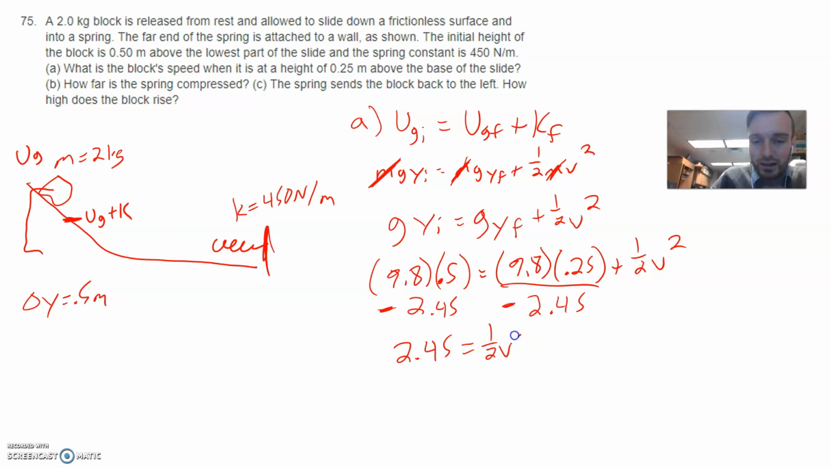All right, and so you got that. So then you got to multiply both sides by 2. So that takes us back up there. 2.45 times 2 takes us to 4.9 equals v squared. And then to get v, you got to take the square root of both sides. So the square root of 4.9 is going to be 2.21 meters per second. Bam!